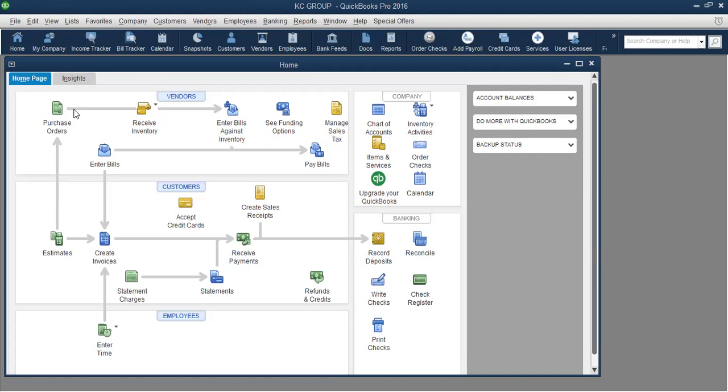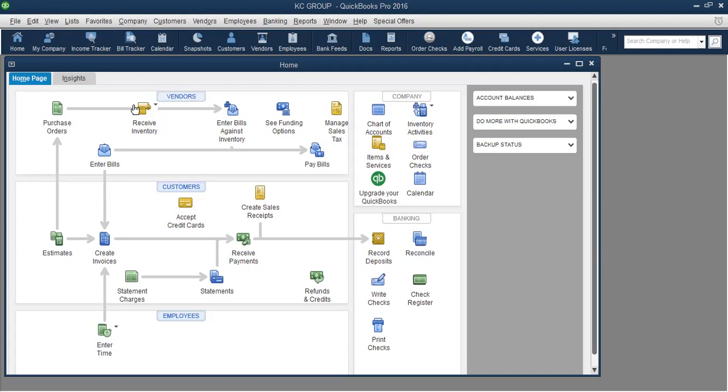There is a section right up here called the vendor section. These are vendors. This is what we call the accounts payable, or the suppliers. Anything having to do with bills that the company receives that they have to pay will be located in that section.